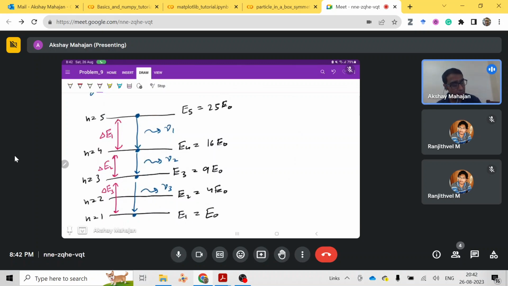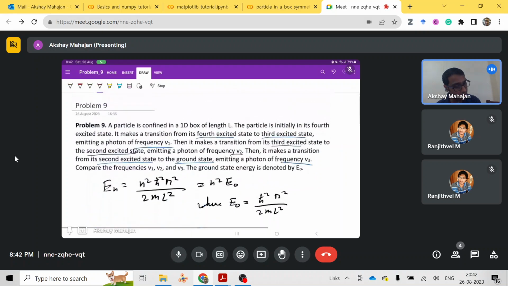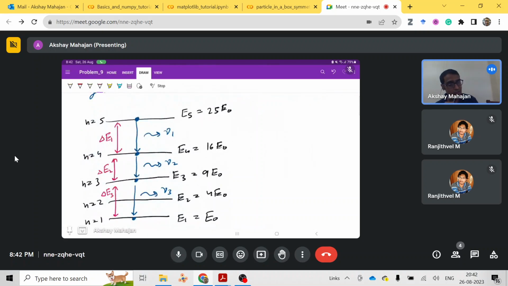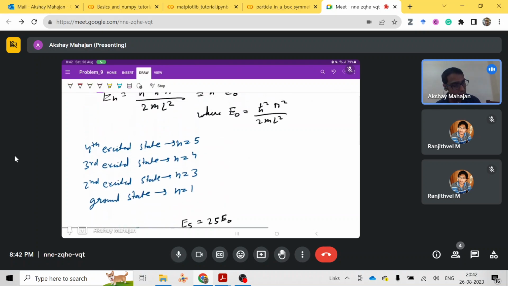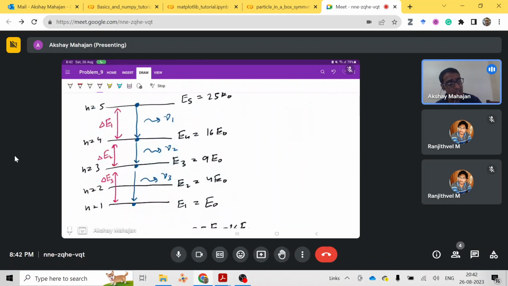So this is our problem: we go from 5 to 4, emitting a photon of frequency nu1, from 4 to 3, emitting a photon of frequency nu2, and then from n equals 3 to n equals 1, emitting a photon of frequency nu3. If you just follow the question, this is how you can convert it into a diagram, which makes it quite easy. The question mentions excited states, so from the excited state you go to n and then you make this diagram. That makes these transition problems easy.